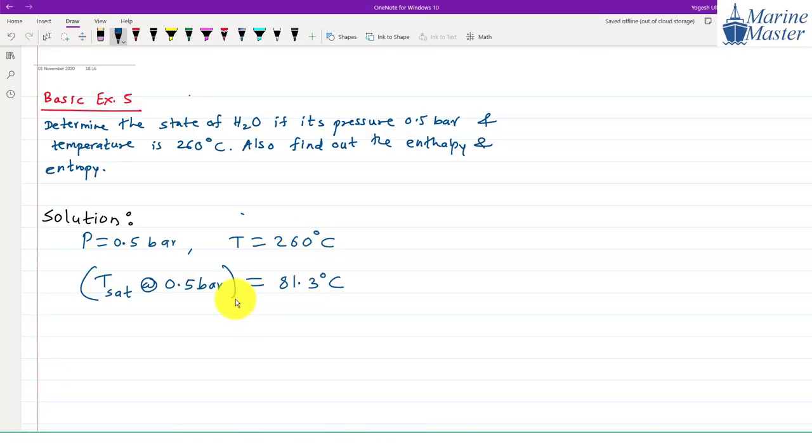81.3 degrees Celsius, guys. The saturation temperature corresponding to 0.5 bar is 81.3. So what we can say, since our temperature is greater than the saturation temperature, what will be the state, everyone? The state of H2O is what, guys? Superheated vapor.